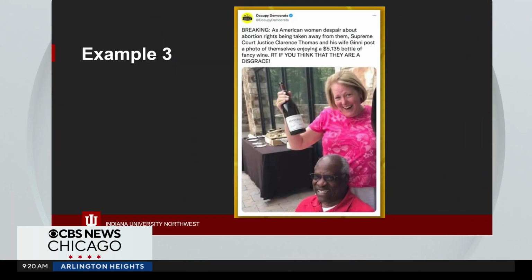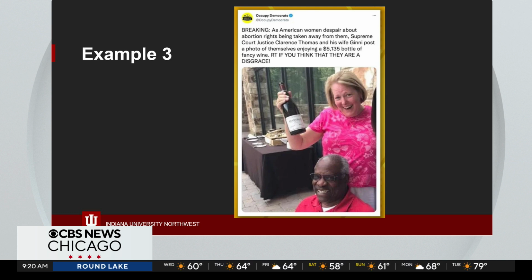Exactly. Okay, let's turn to the second example now and bring this graphic up. It says example 3 here, so I want to make sure you're clear on exactly what we're looking at. It's a post that says breaking, an American woman. You know what? I think you know which one I'm talking about. Yeah, I do. I can see it right there.